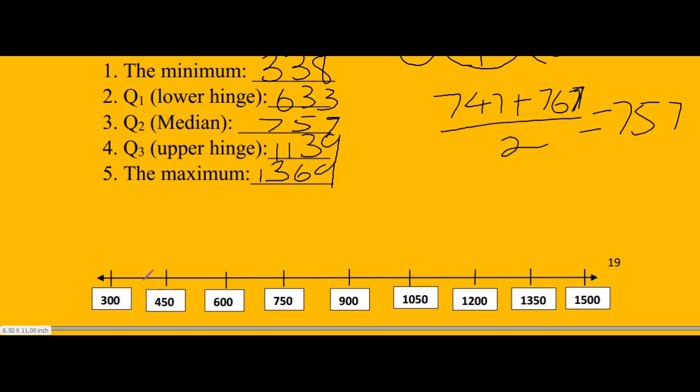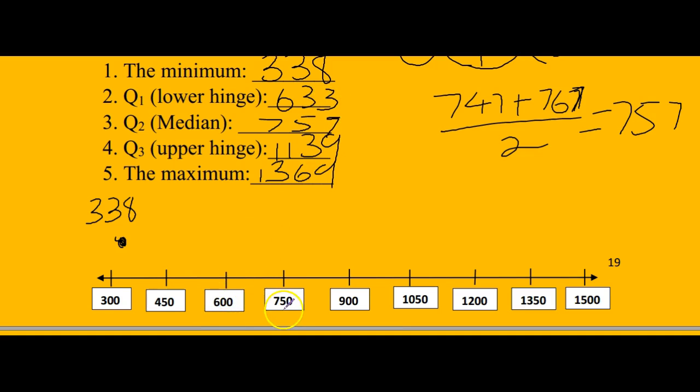Okay, if we find 338, so 338 should be closer to 300. So let's just do estimation. Maybe you put a point somewhere there. And since the number does not show on the graph, we just write it out. We write 338.